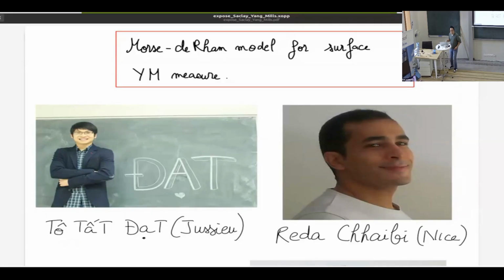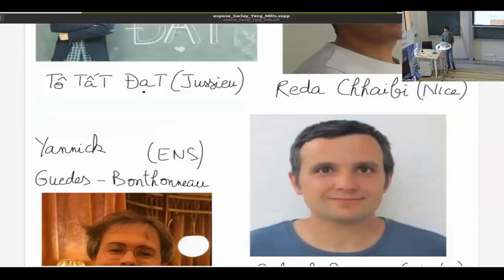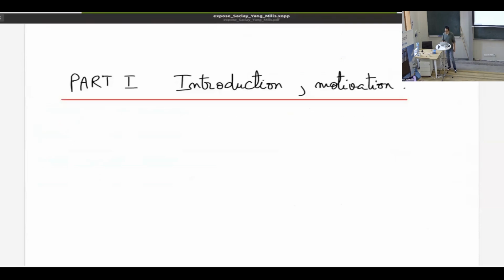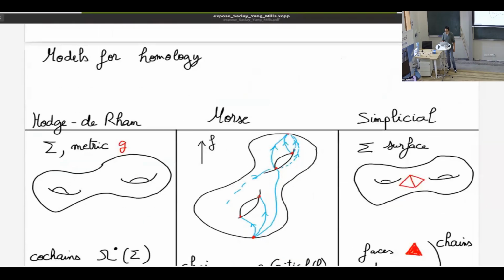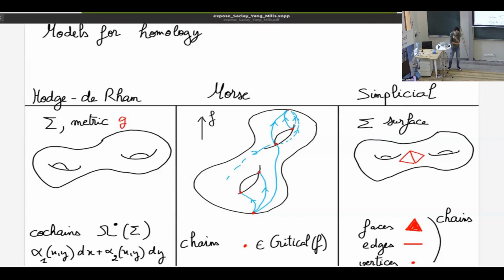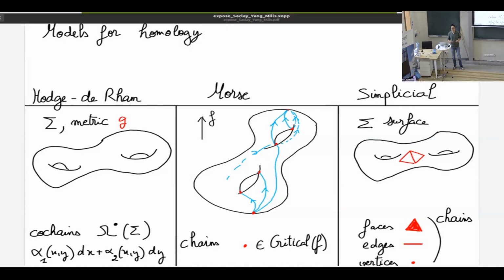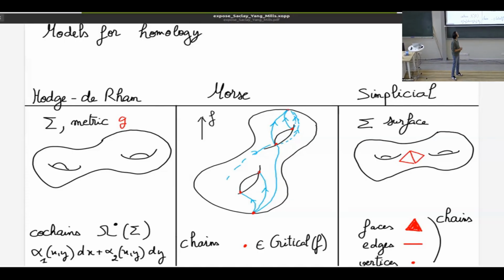So the first part of my talk will be devoted to motivating this result and introducing and motivating our main result. So let me start by giving you a kind of motivation about why we are interested in building this Morse de Rham model for Yang-Mills measure by just discussing something which is much simpler than Yang-Mills measure, which is homology.